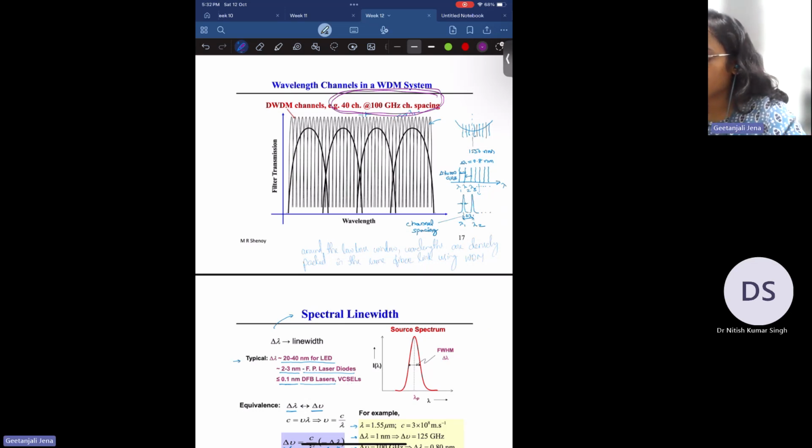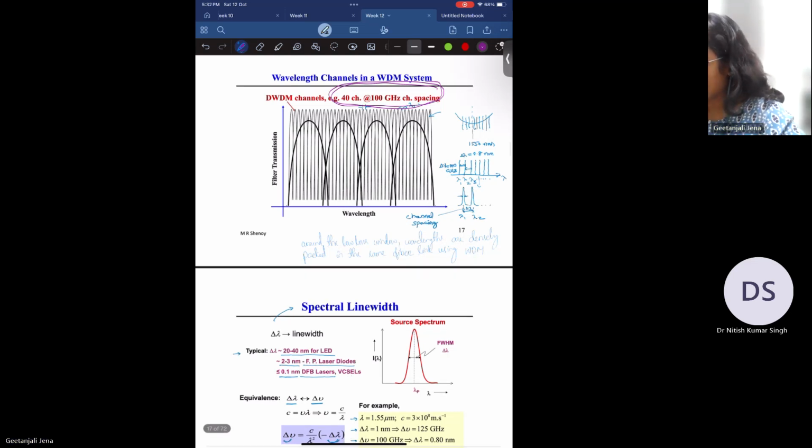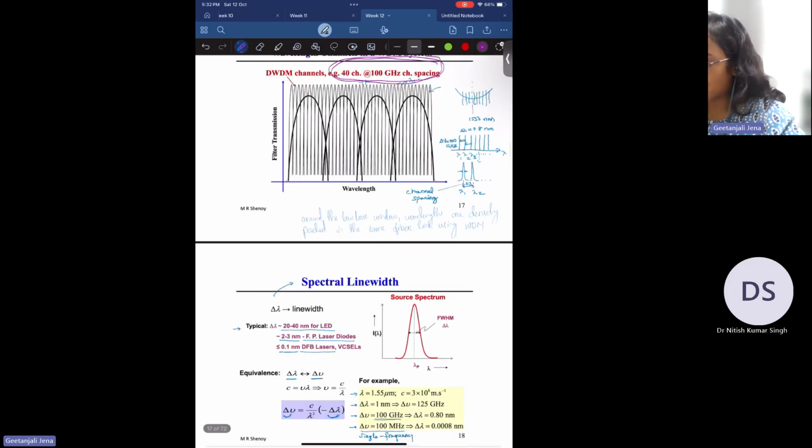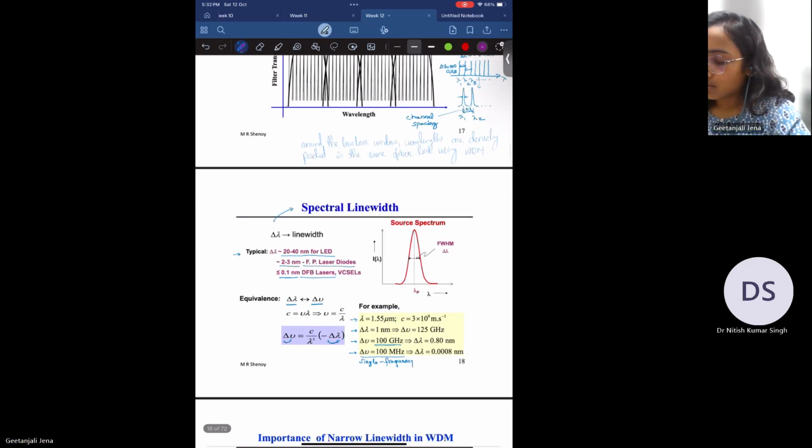Around the low loss window, we want a 100 gigahertz channel spacing. By channel we mean wavelength: one wavelength is one channel, so four wavelengths means four channels. Let us see what the delta lambda is corresponding to this 100 gigahertz.